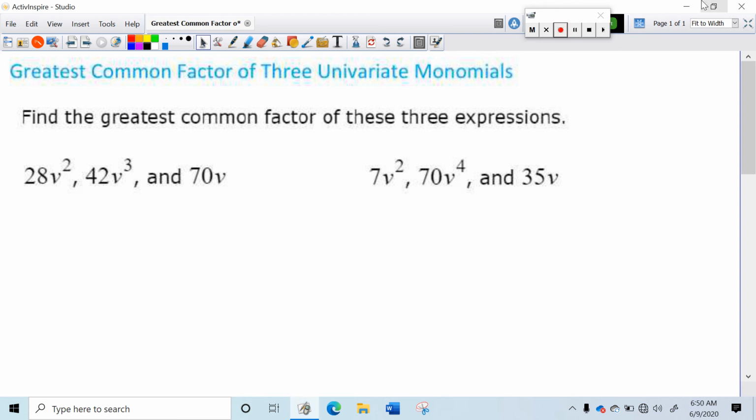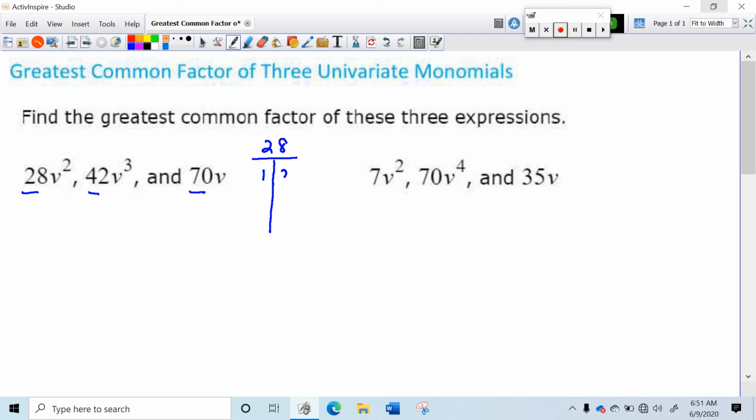To find the greatest common factor of three univariate monomials, that just means three one-termed numbers with letters, one letter on them. Since there are three numbers, 28, 42, and 70, you want to take the smallest one and break it down. So I make a T-chart and start dividing.